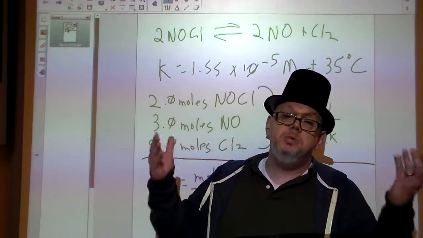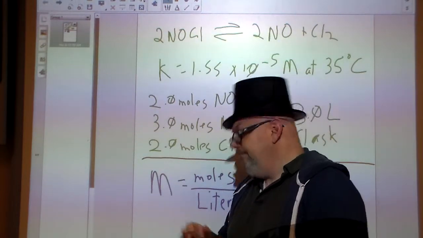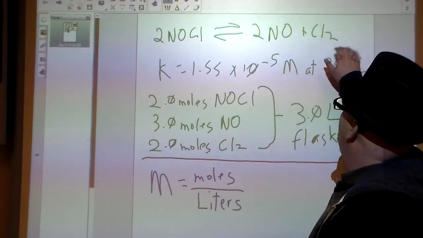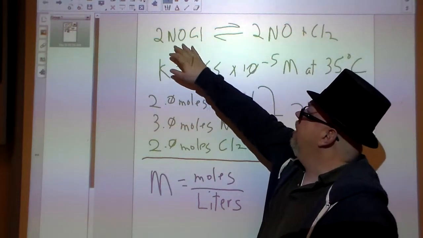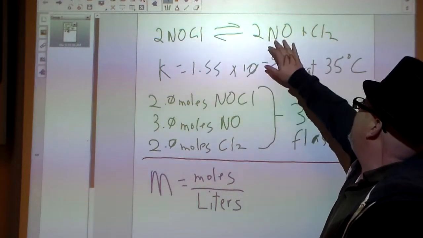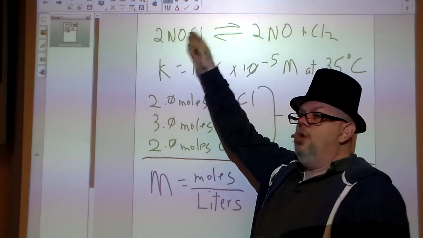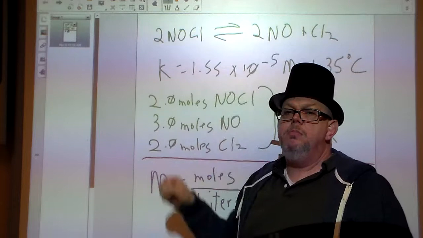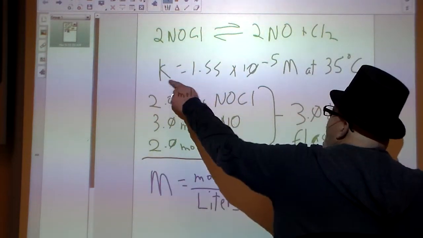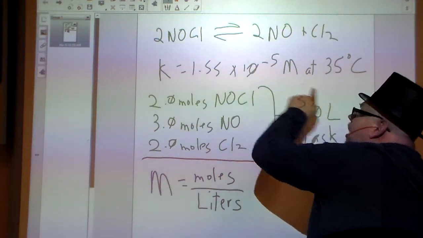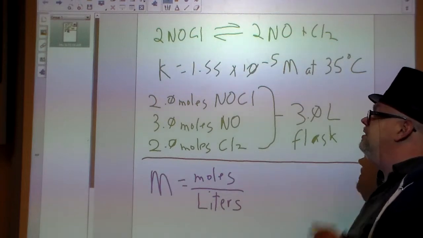Is it possible? Yeah, but what we're looking at here for K, we have a balanced equation, and we have NOCl being broken down into NO and Cl2, and then they go back and reform. So this is an equilibrium. And then here we have our K, our equilibrium constant, which is 1.55 times 10 to the minus 5th molar at 35 degrees Celsius.